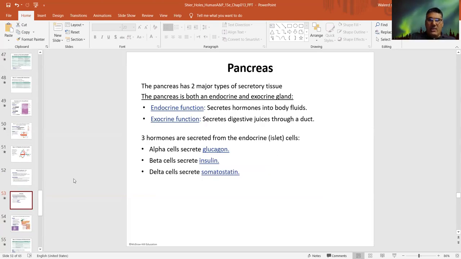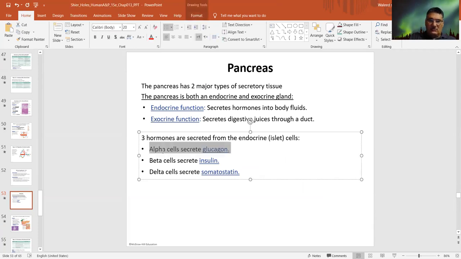Pancreas is the one that I mentioned that has both endocrine and exocrine function. The endocrine function, which matters now, you have to remember that it does both of them. It's both endo and exo. What's the endo, which is what matters now? It is glucagon, insulin, and somatostatin. Alpha cells secrete glucagon. Beta cells secrete insulin.